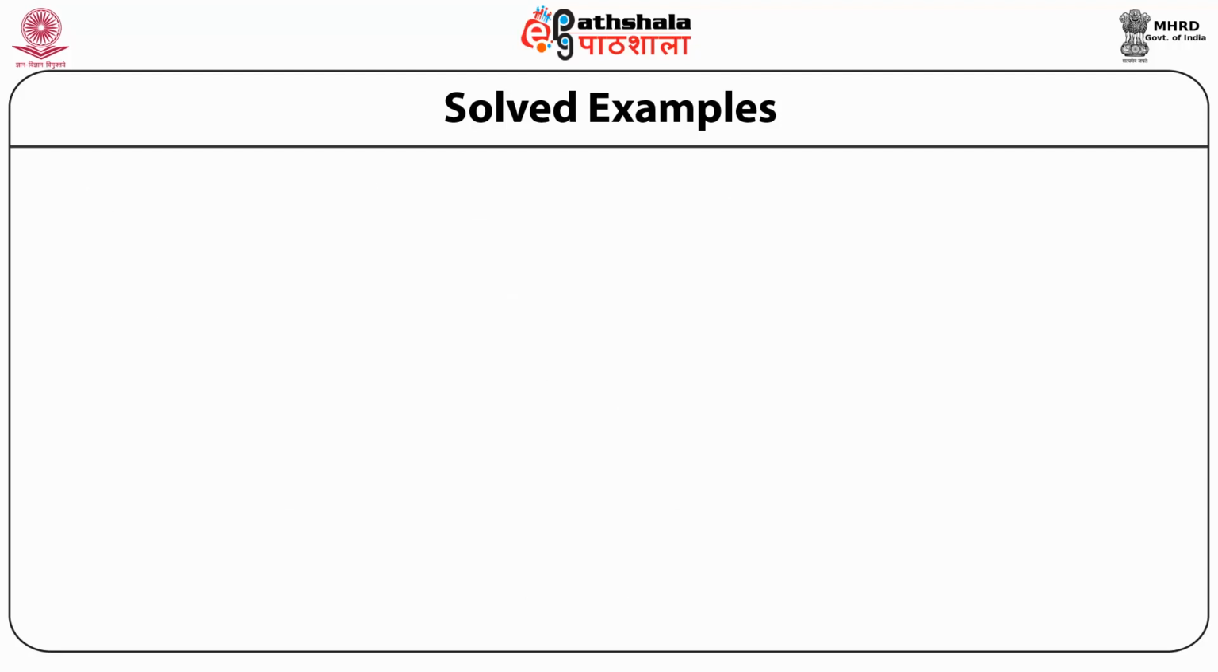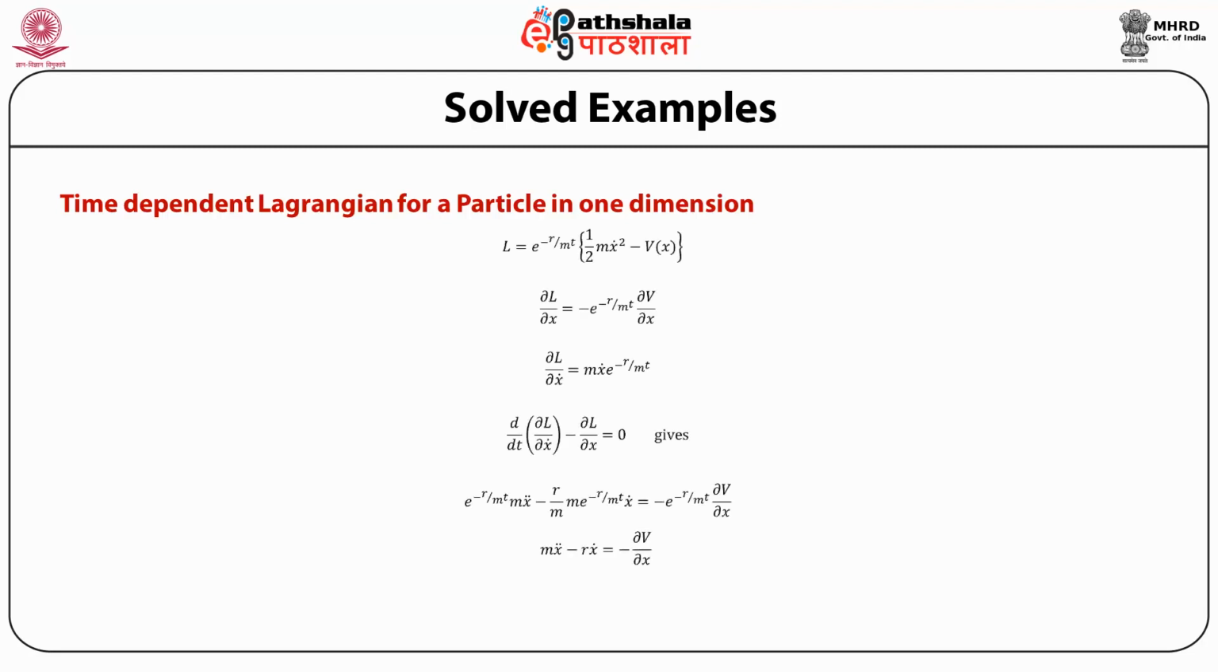Now we take an example where the Lagrangian of a particle is time dependent. We consider a simple case where the particle is moving in one dimension and the Lagrangian is given by exponential of minus gamma by m t multiplied by half m x dot square minus V of x. So you can see half m x dot square minus V of x is the Lagrangian of a particle moving in the presence of a potential V(x) in one dimension, and this whole thing is multiplied by exponential of minus gamma by m t, which makes the Lagrangian time dependent.